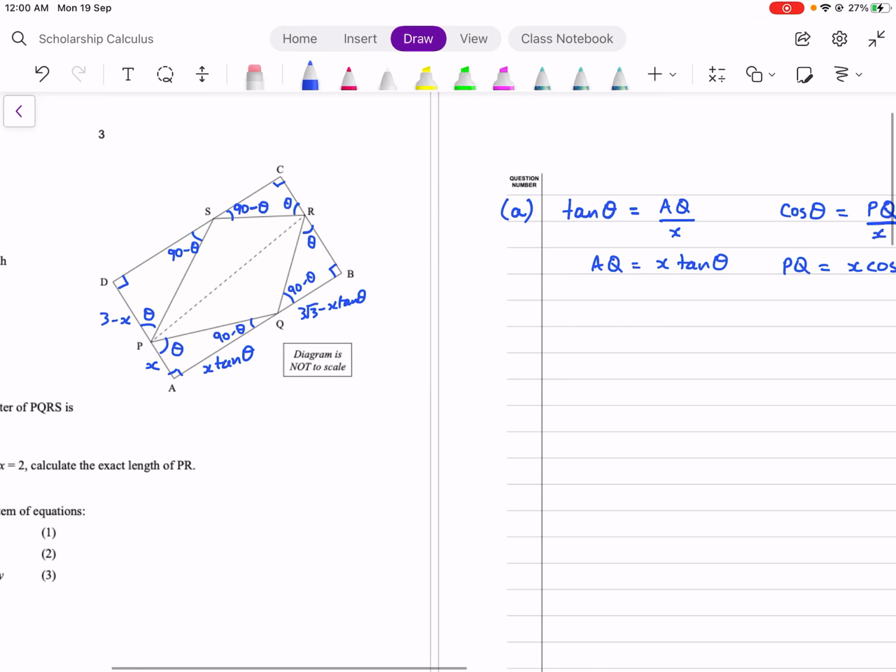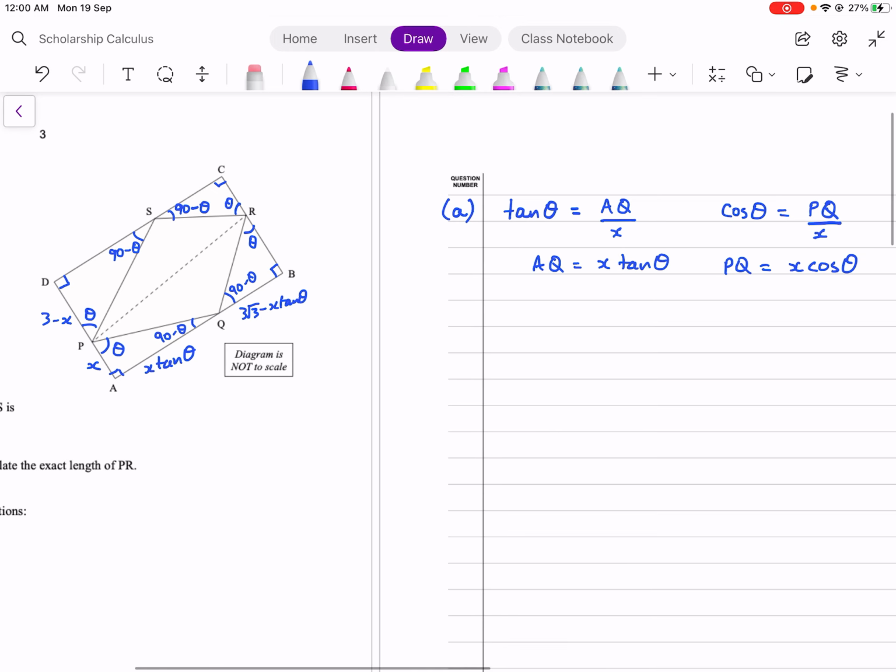So at the moment I've got PQ as x cos theta. I then need to find the other sides. There are other ways of doing this problem. I'm just taking the approach of finding all the sides. So SD, what does SD equal? It's opposite over adjacent, so it's 3 minus x all times tan of theta.